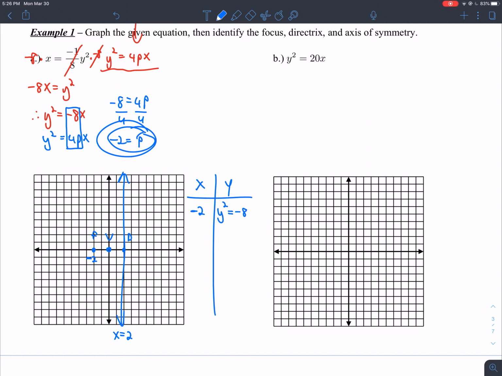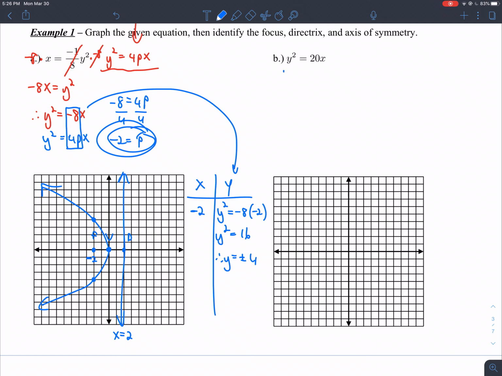So just take the equation that we found, y squared equals negative 8x, and substitute in negative 2. So you get y squared equals 16, and that means y is plus minus 4. Okay, so when x is negative 2, y is plus minus 4, and that puts me up here, and that puts me down here. Okay, so those are my other 2 points, and then I can draw my parabola. Okay, it's pretty straightforward. All right. Okay, so then let's do another one.